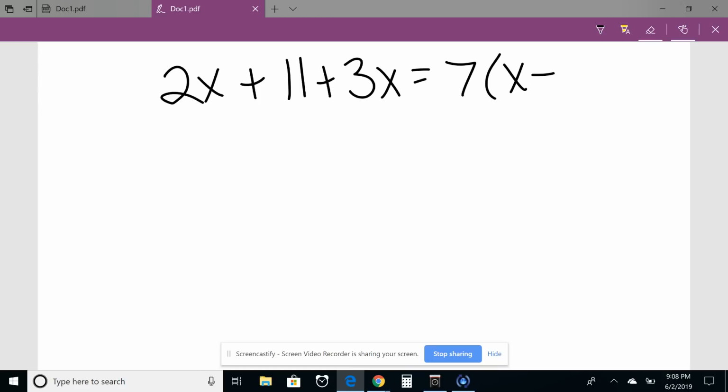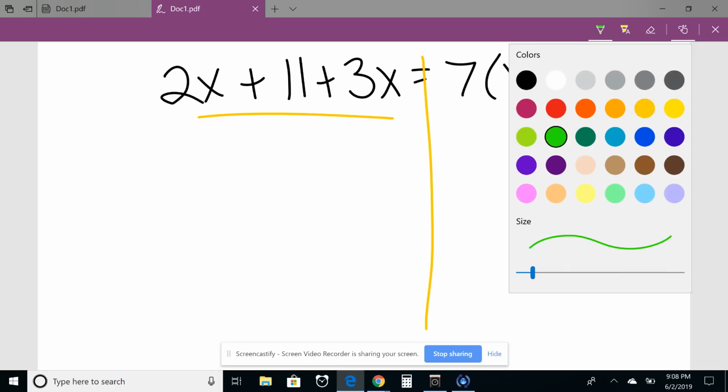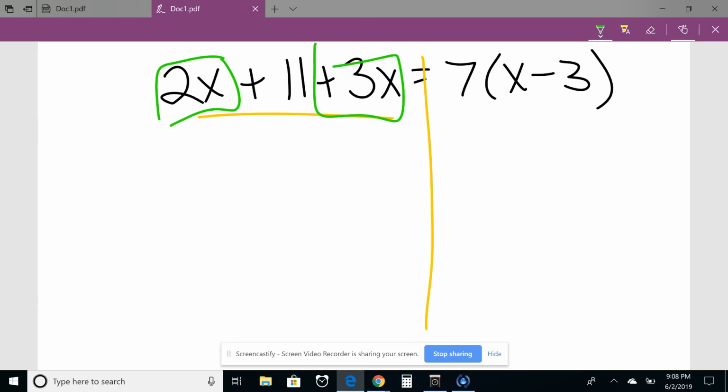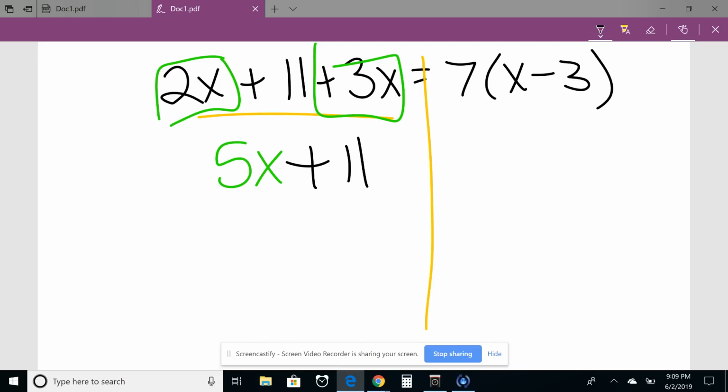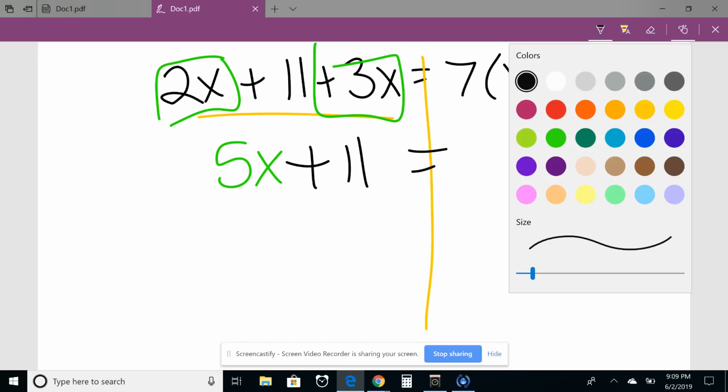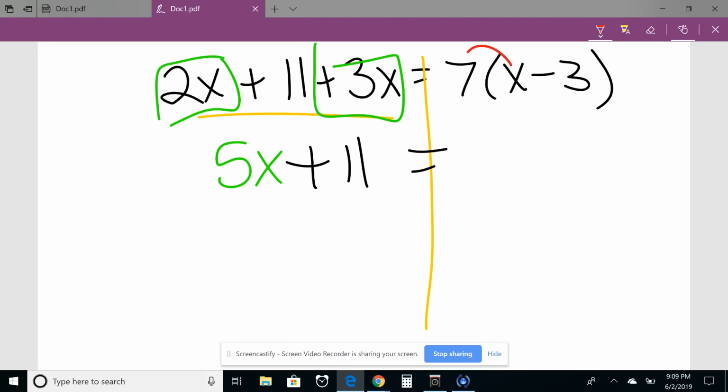Switch this to 3. All right. So this equation, first you look at the left side. What can I do on the left side to simplify it? Okay, you have like terms, right? 2x plus 3x, which is 5x. On this side, you can distribute.